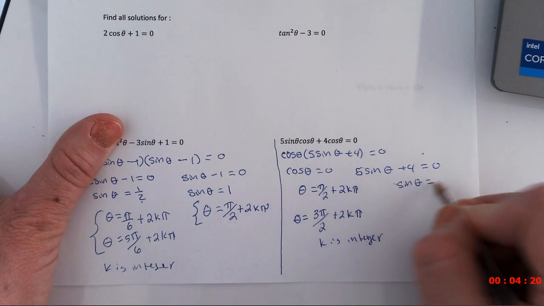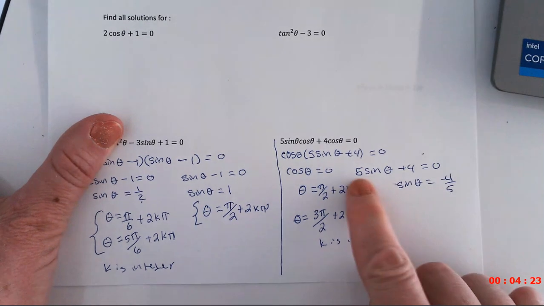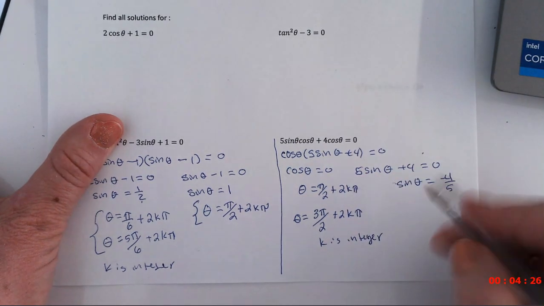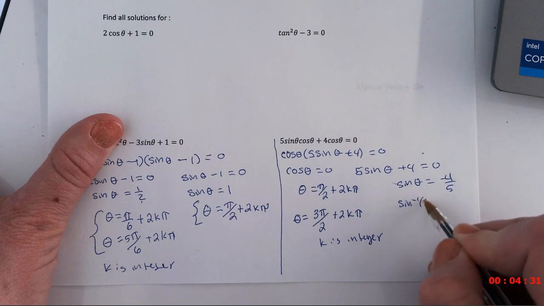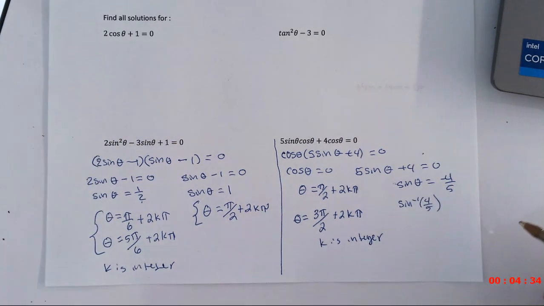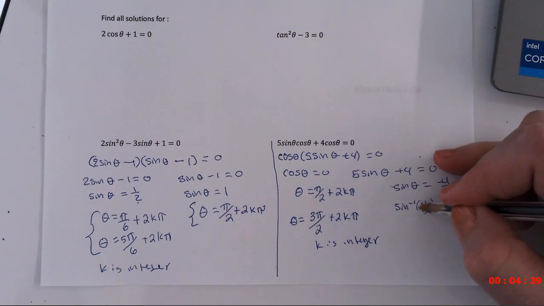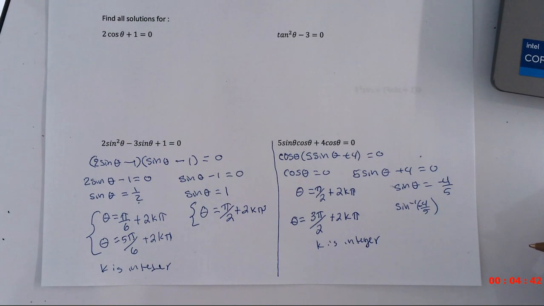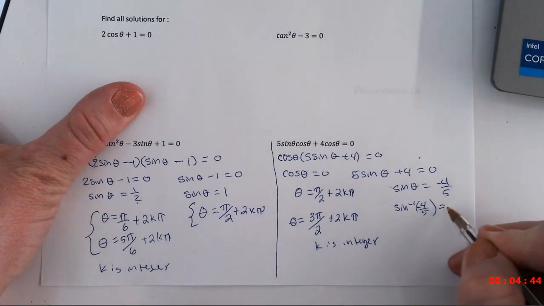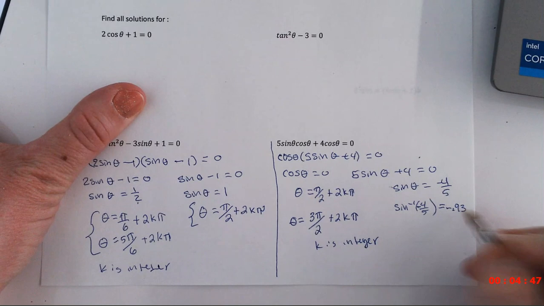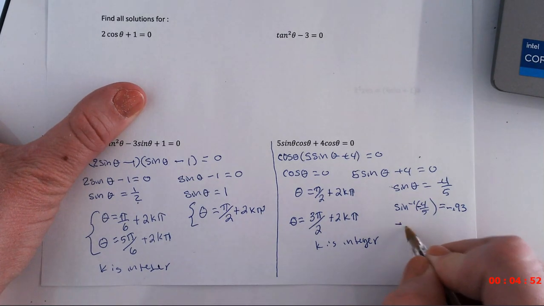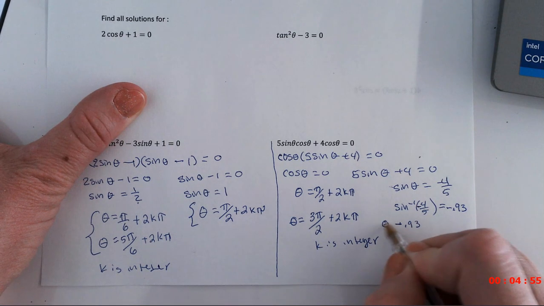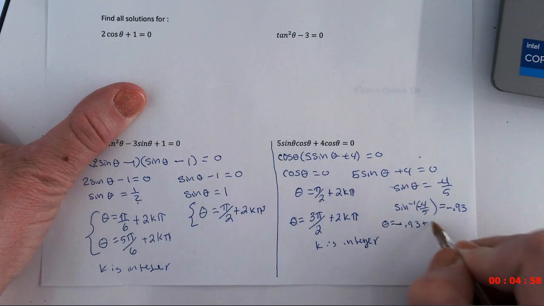And now this one I have to solve. So sine of theta equals negative 4 over 5. So I subtract 4, divide by 5, and then I type this into the calculator because that's not a special value. So sine inverse of negative 4/5 gives me negative 0.93. So one more of my sets of solutions is negative 0.93 plus 2k pi.